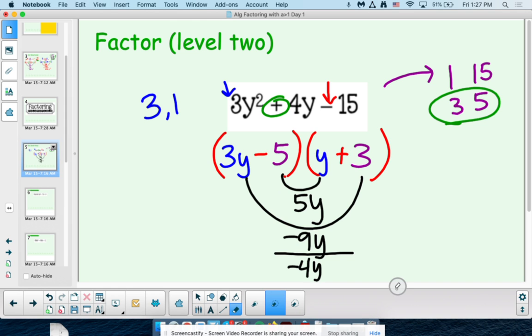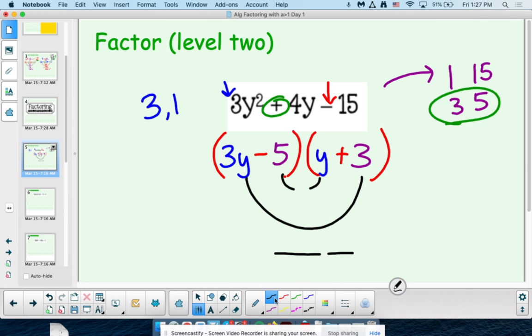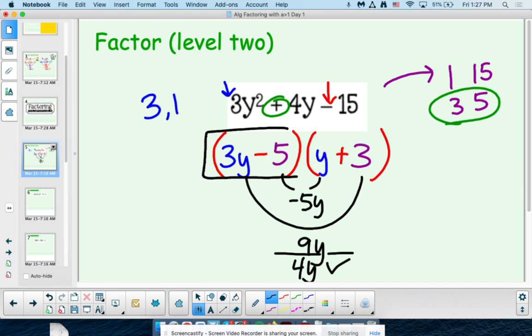So now when we go back and check, you guys, we're always going to be checking, getting in the habit of checking. Negative 3 times y is negative 5y, and 3y times 3 would be 9y. Negative 5y plus 9y gives me that 4y, so we are good to go. So this is our final answer.